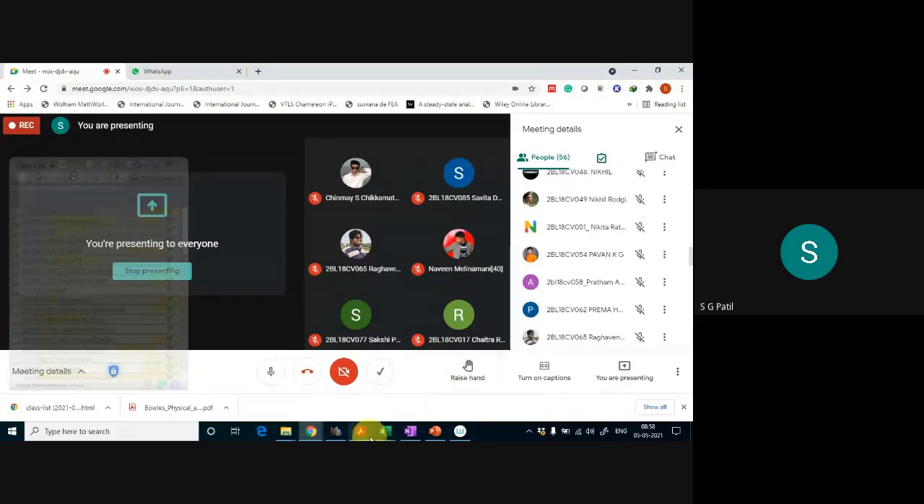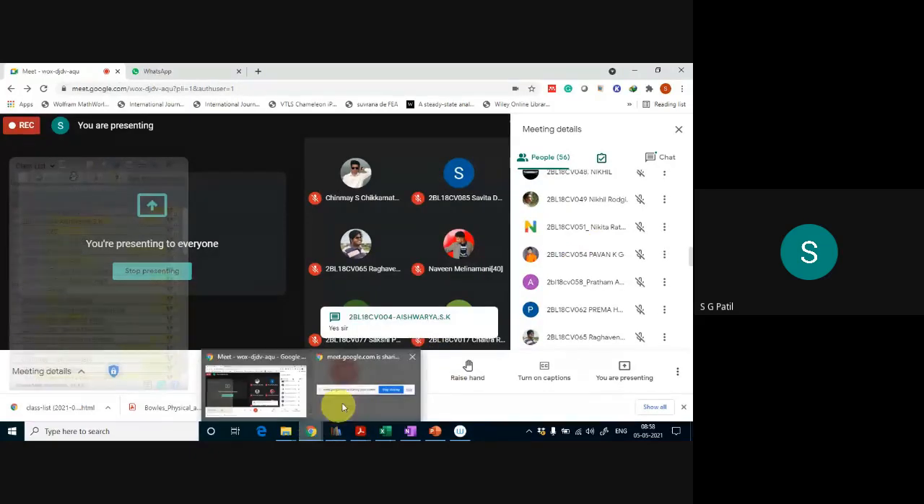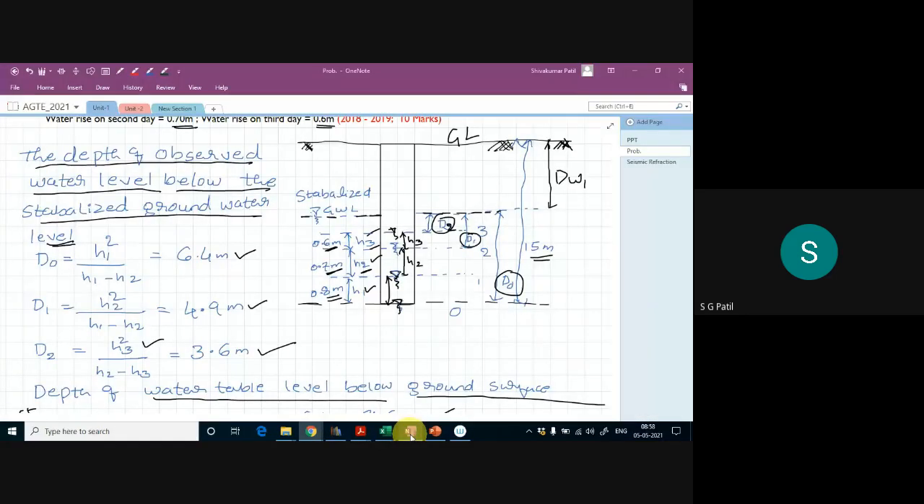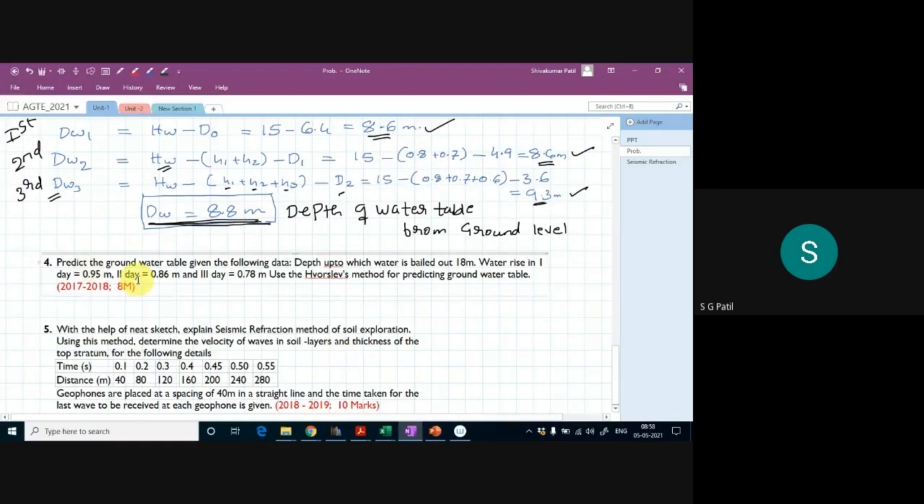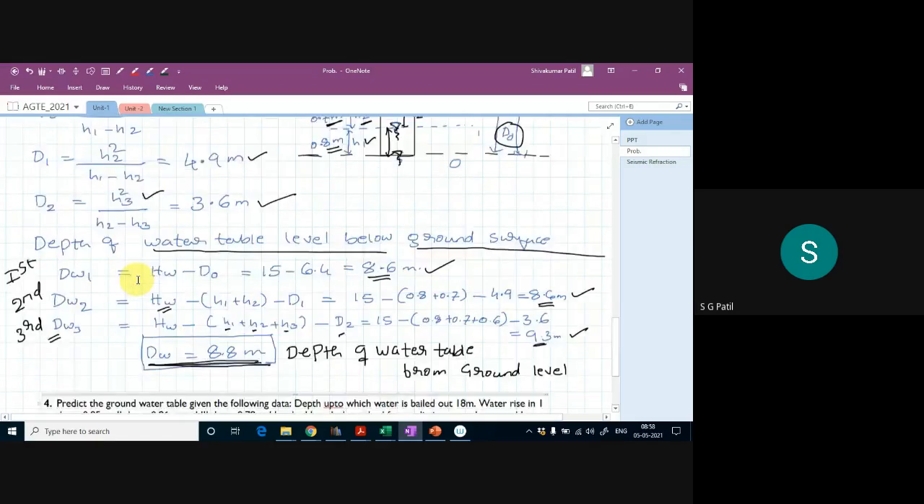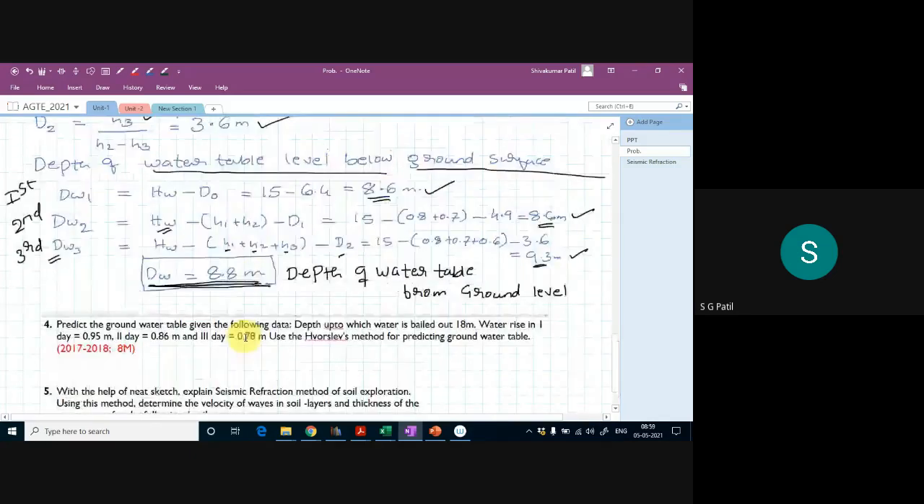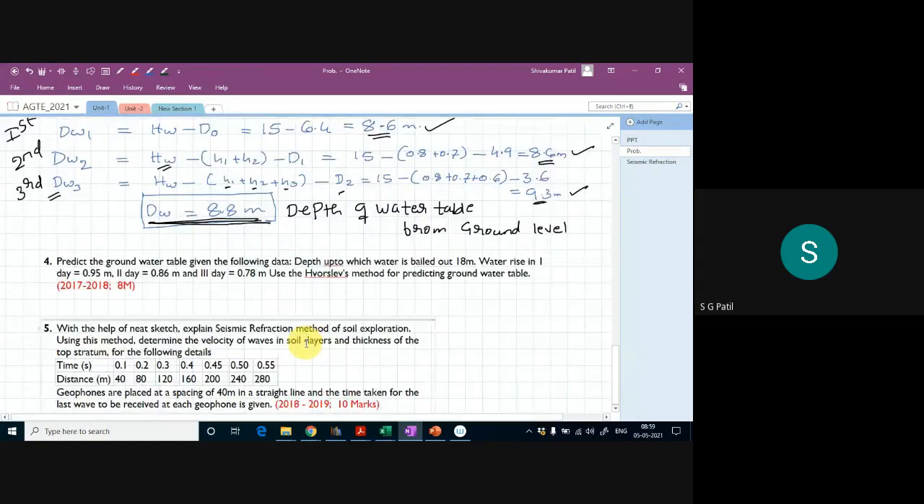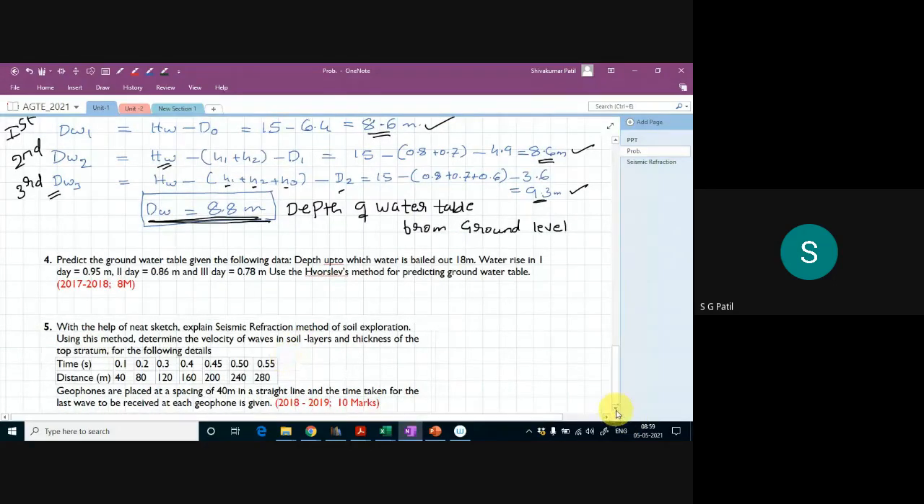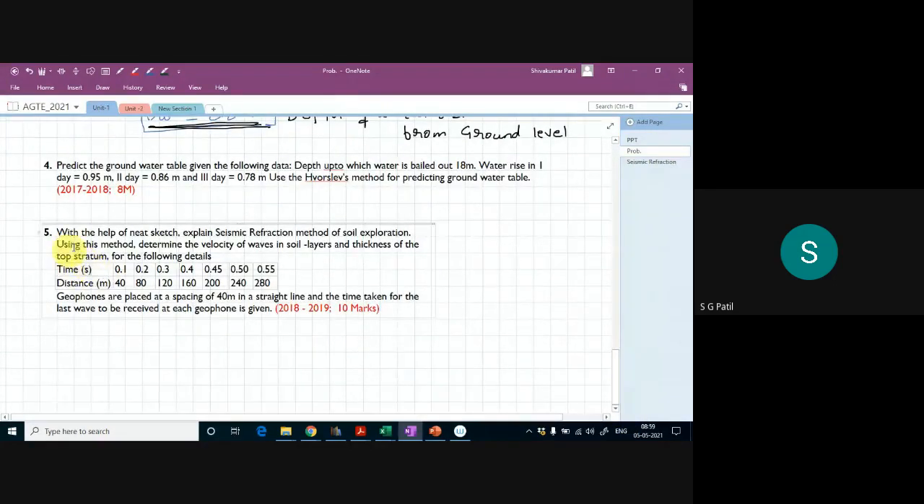So let us go to the next problem. This problem is very similar to whatever problem you solved here, so you can solve it by yourself. It is exactly the same, only some numericals they changed. Okay, next problem is this one.